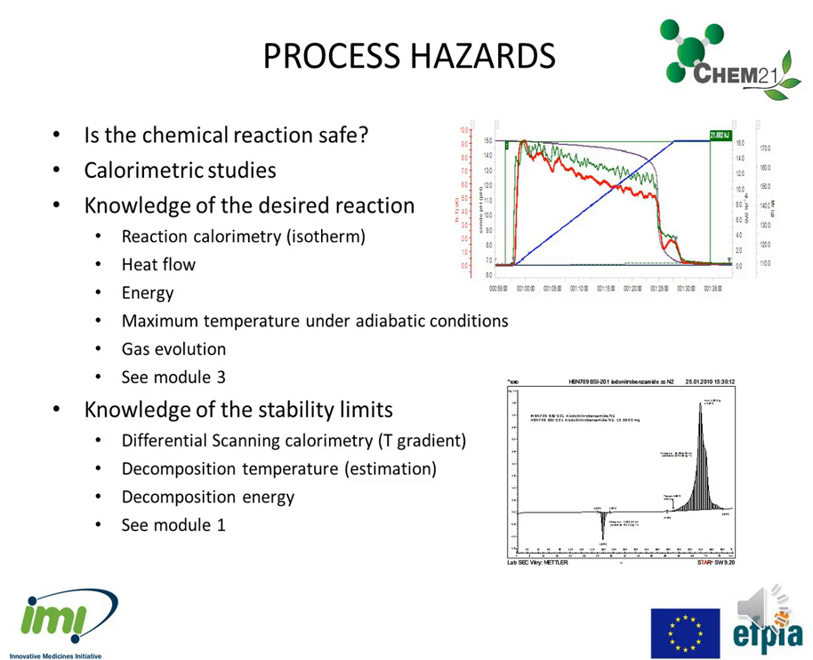To answer the question, is the chemical reaction safe? Calorimetric studies are needed. These studies aim at acquiring knowledge on the desired reaction, but also on the undesired decomposition. For the desired reaction, calorimetry is carried out in an isothermal mode. The reaction heat flow and the energy are measured, the maximal temperature increase is calculated, and the gas flow can also be measured. For the decomposition, one estimates the stability limits by differential scanning calorimetry with a temperature gradient. The decomposition energy is also measured.